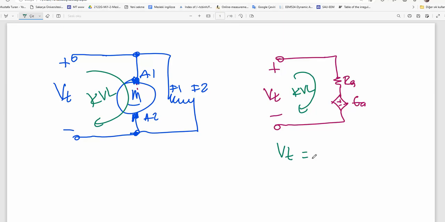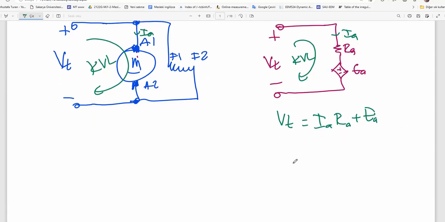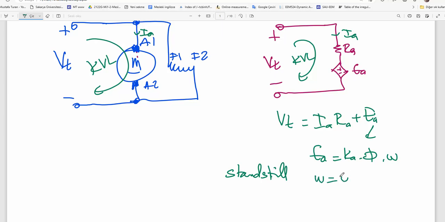Applied terminal voltage can be written as current of armature times Ra plus induced EMF across the armature. Ladies and gentlemen, armature EMF is equal to Ka times flux times angular speed. So during the startup process, when the machine is in standstill position, omega is 0. When omega is 0, induced electromotive force is 0.